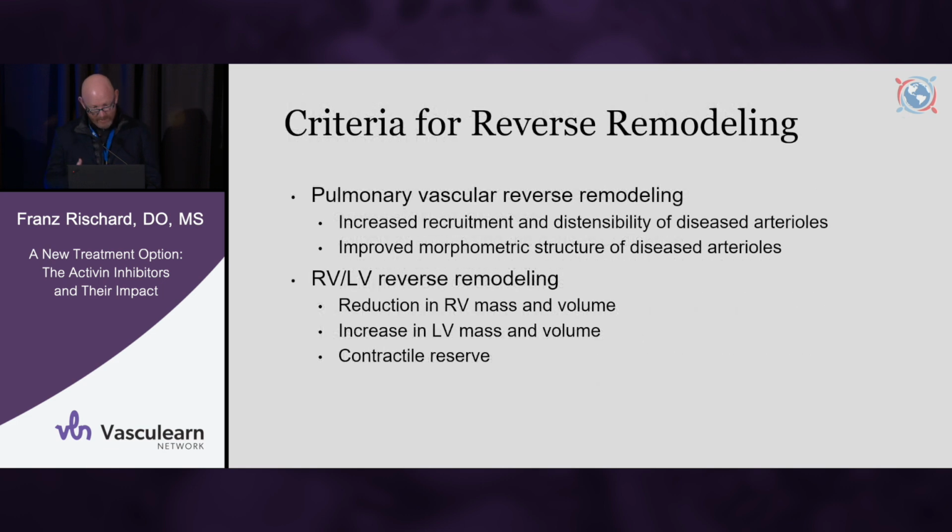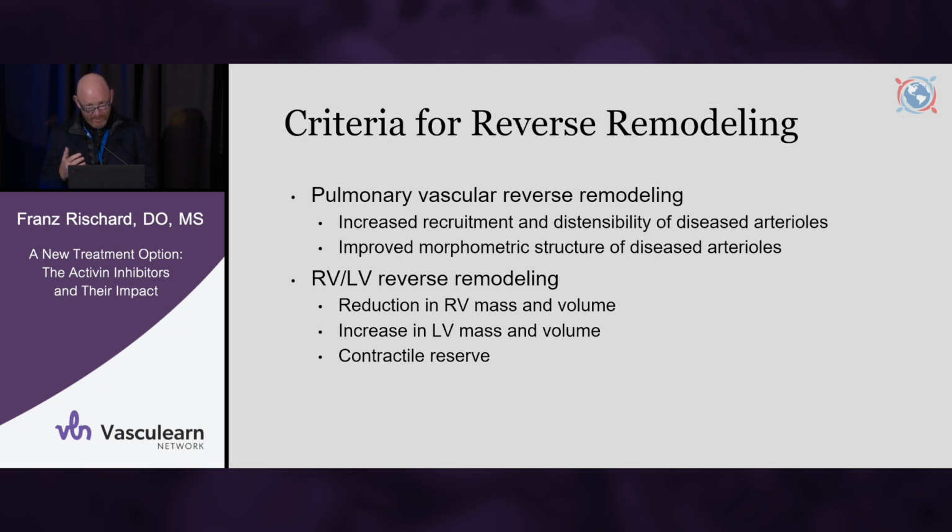So when we look at reverse remodeling in the lungs, these are my criteria that I've laid out, and these are excluding the molecular changes which occur, which I think could be important as well. In terms of the pulmonary vascular disease, that means recruitment and increased distensibility of diseased arteries. So that, again, is an important factor, right? Because this is a heterogeneous disease. It affects certain parts but not others of the lungs.